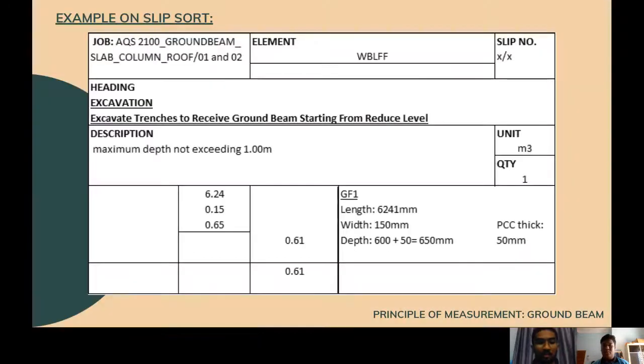Next. Here is the example on slip sort. Mention at the side cast, and then multiply at the multiple section. Next.